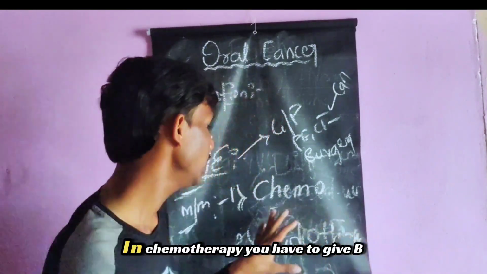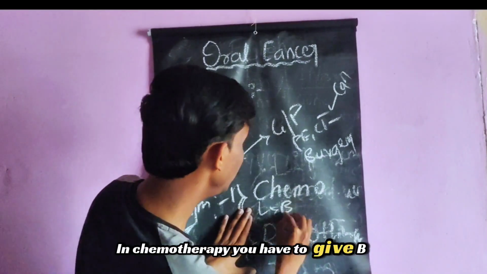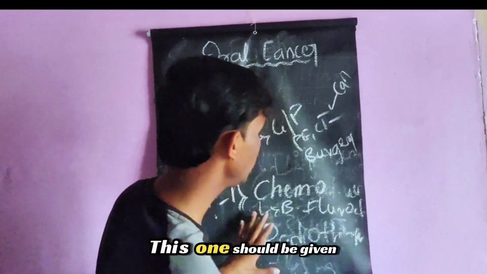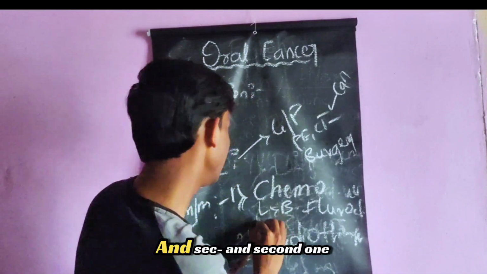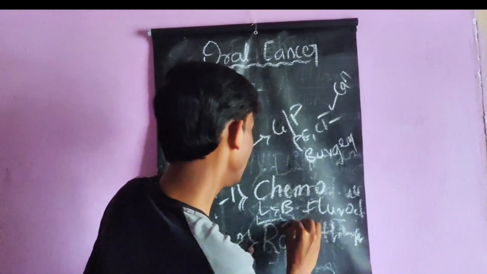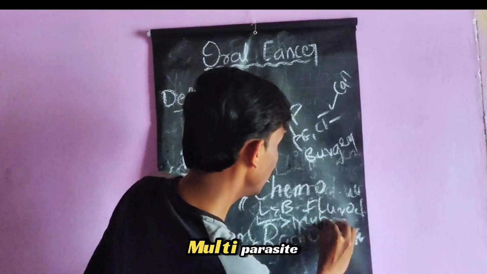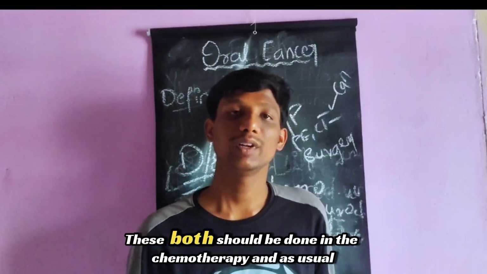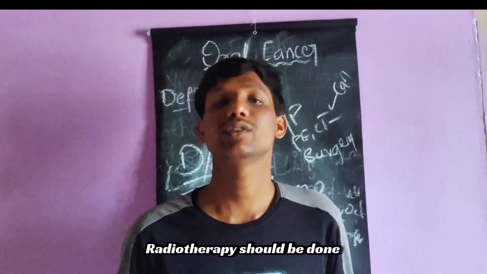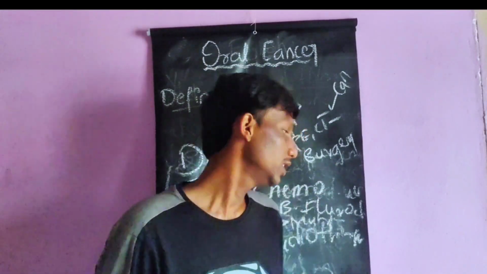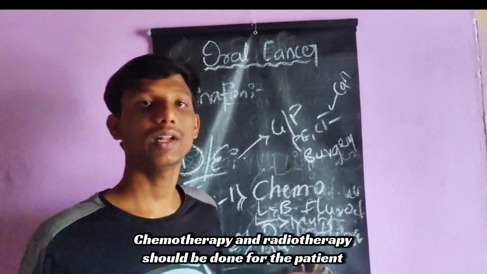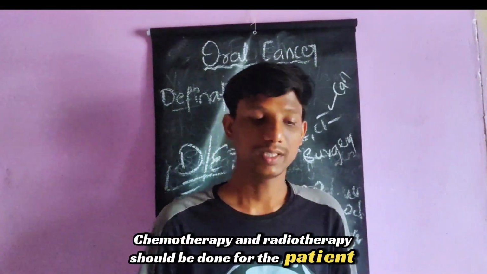In chemotherapy, you have to give 5-fluorouracil. This one should be given. And the second one, methotrexate. Both should be given in the chemotherapy, and as usual radiotherapy should be done. These main 2 are important in medical management. Chemotherapy and radiotherapy should be done for the patient.